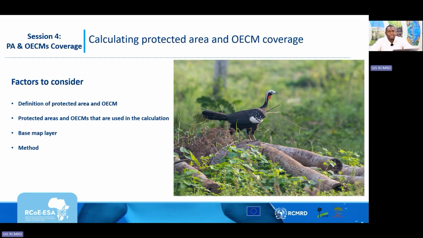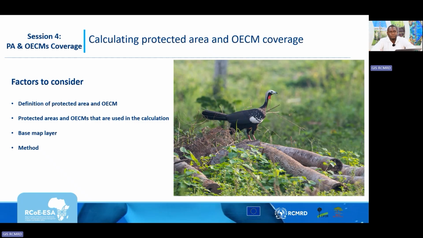And lastly, we have a method. We use a spatial method in the calculation of this coverage. And when we are using the spatial method, we dissolve. So the protected areas of a country or a region or even a continent or global are dissolved to avoid double counting of area. But also very importantly, we use what we call a coordinate system to improve the accuracy of our calculation.